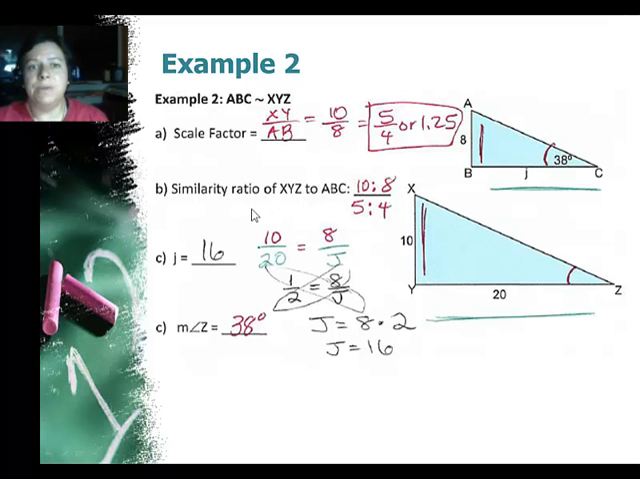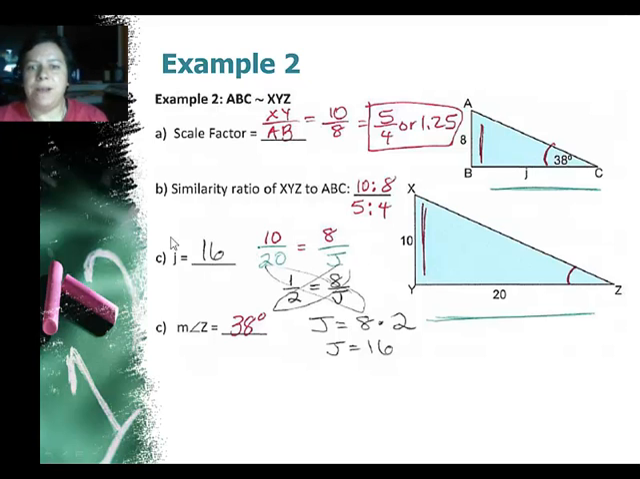Now, the similarity ratio of XYZ to ABC. In similarity ratio, you just put the polygon you name first, in this case triangle XYZ, then triangle ABC. It turns out to be the same as the scale factor because they had the transformed polygon first. So that's 10 to 8, which is also 5 to 4.